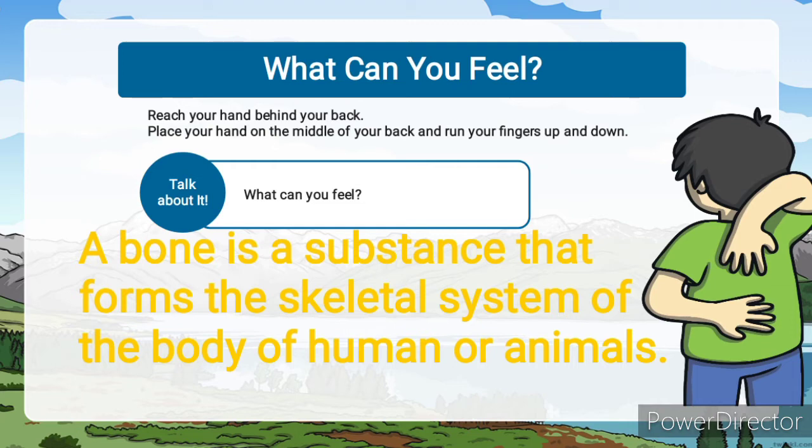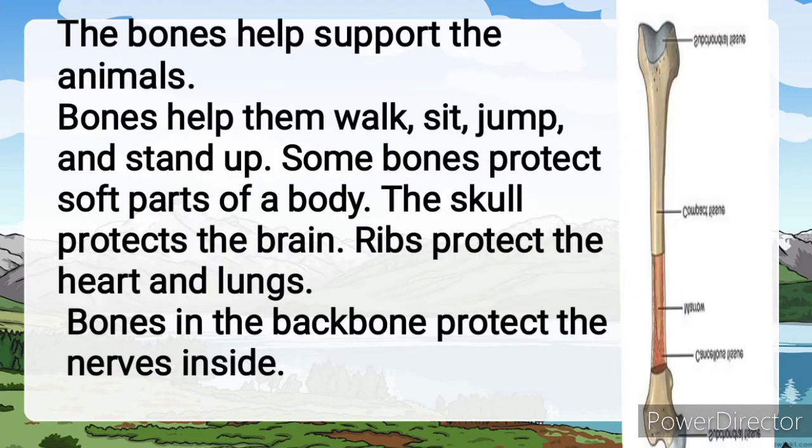So now say it after me. A bone is a substance that forms the skeletal system of the body of humans or animals. The bone helps support the animals. Bones help them to walk, sit, jump, and stand up. So you can stand up with the help of your bones.